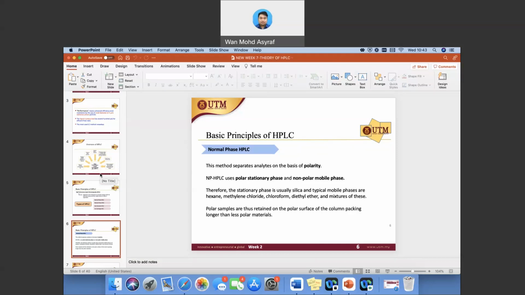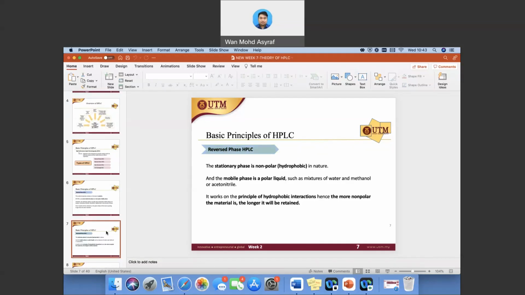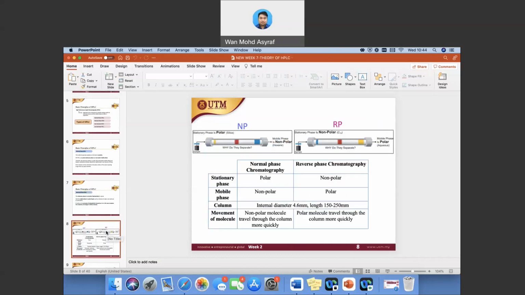But when you look at reverse phase, basically it is just the reverse. The mobile phase is a polar liquid while the stationary phase is non-polar. Then this reverse phase HPLC would be much more suitable for the separation of non-polar compounds. All right, so these are the differences between the normal phase and reverse phase. You can have a read on it because it's quite the same as what we have mentioned before.